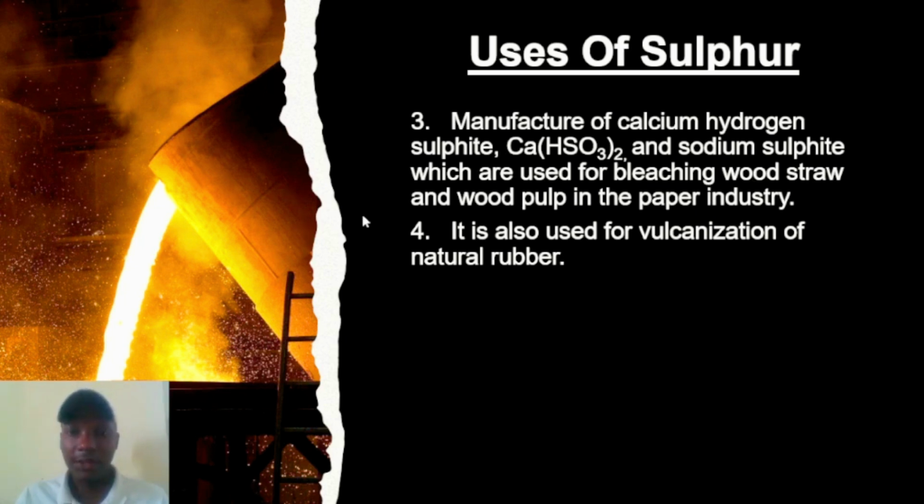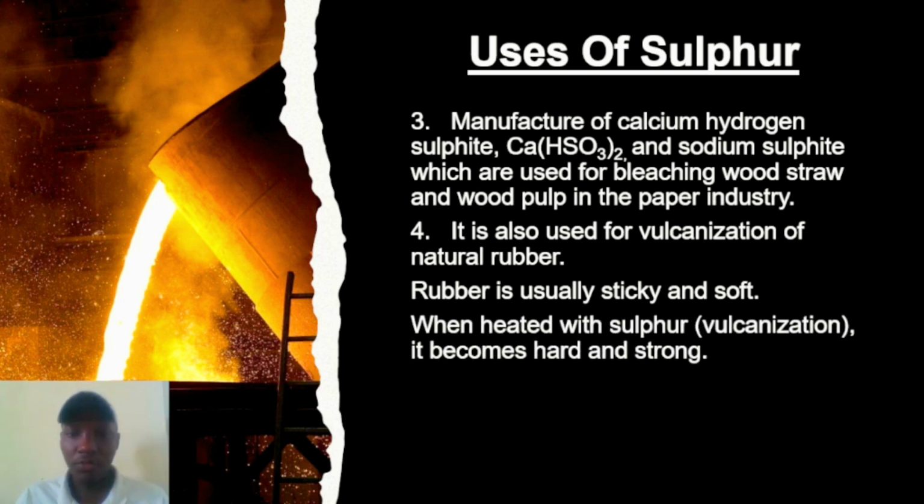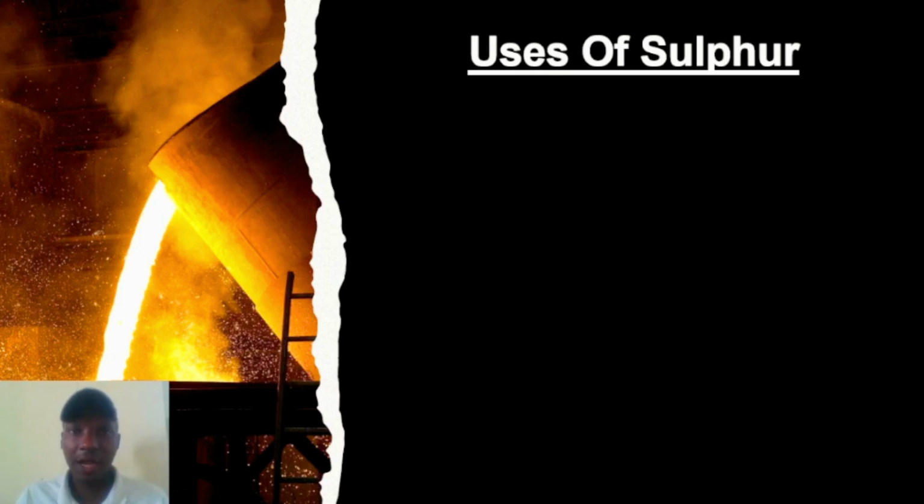The other use of sulfur is in the vulcanization of natural rubber. Rubber is usually sticky and soft, so when heated with sulfur in the process we call vulcanization, it becomes hard and strong. So you can say sulfur is used to make rubber strong.